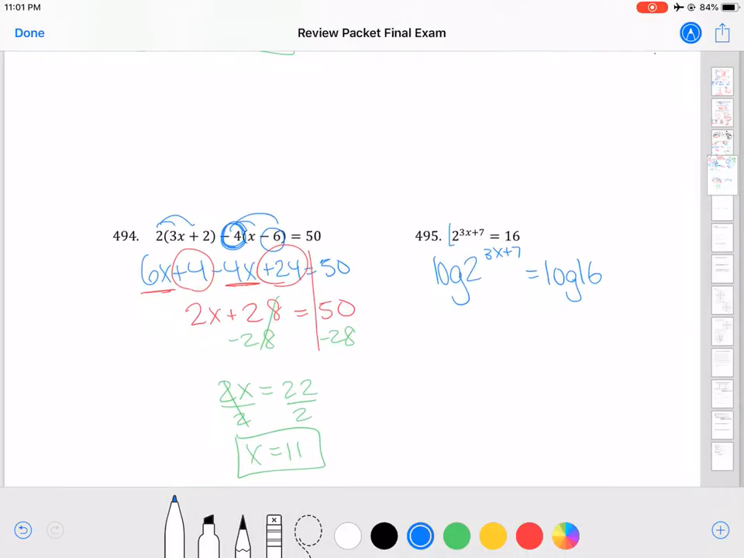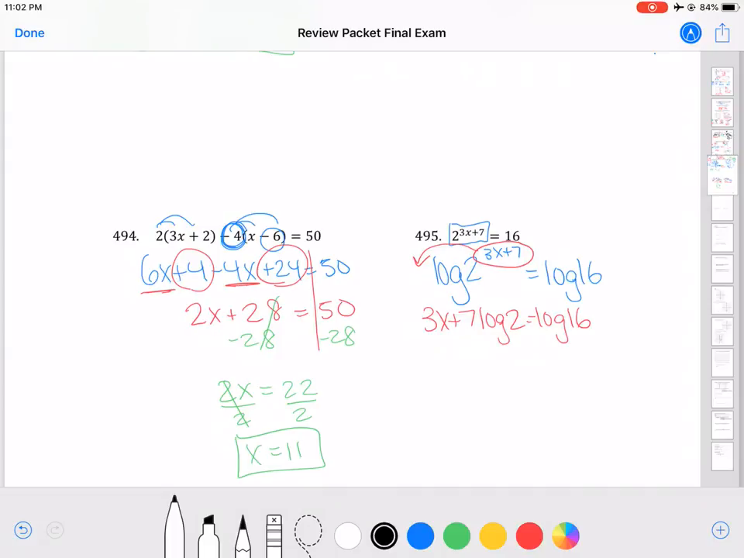But for this one, notice the 2 was being raised to the 3x plus 7, and it's alone. There's nothing else here in front of it to worry about. It's all by itself, so that's why we were good to start taking the logs right away. So what I did is I wrote the word log on both sides. Nothing else about this changed. The whole point in writing the word log is to take this exponent and drop it down. That's what the log function does. So 3x plus 7 is now out here in front of the log of 2, and the equals log of 16 just carries down.